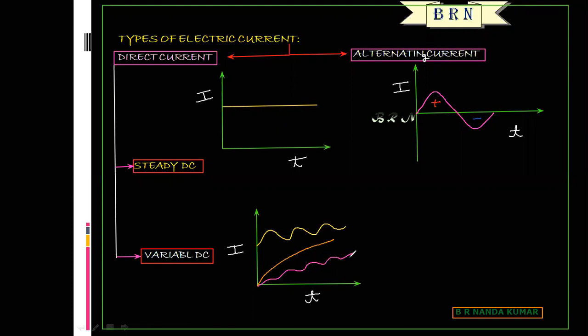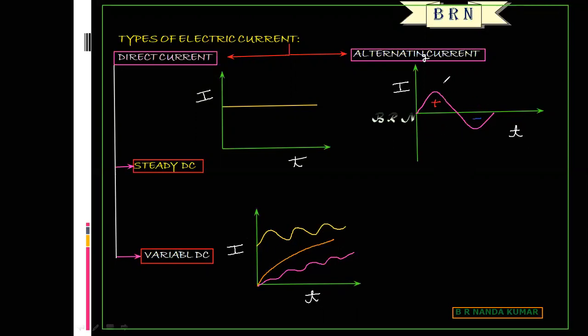Variable DC means as the time increases, the magnitude of current changes with time, but the polarity will remain constant. Polarity means plus or minus. Okay, so here the yellow curve shows as the time increases, what happens to the magnitude and direction of current. That will change as well with time. Okay, so this is variable direct current, and this is alternating current.